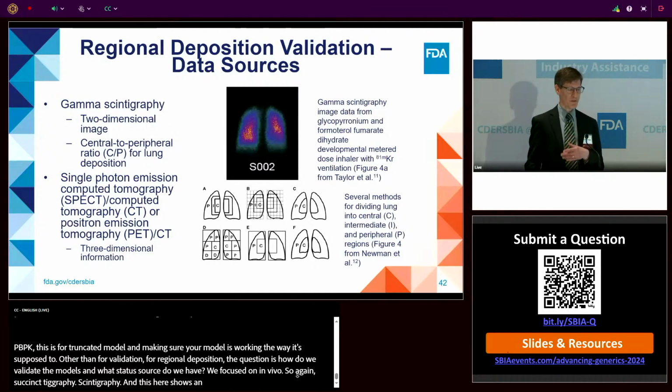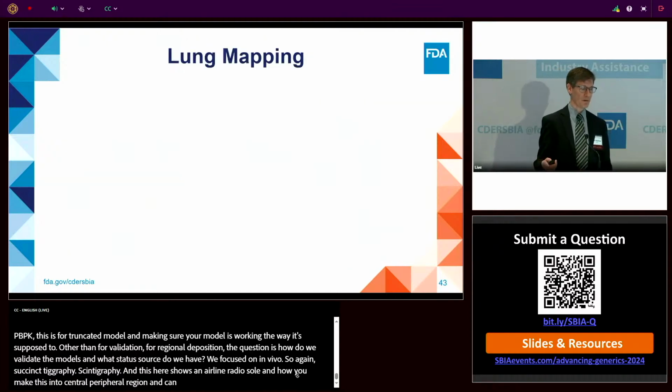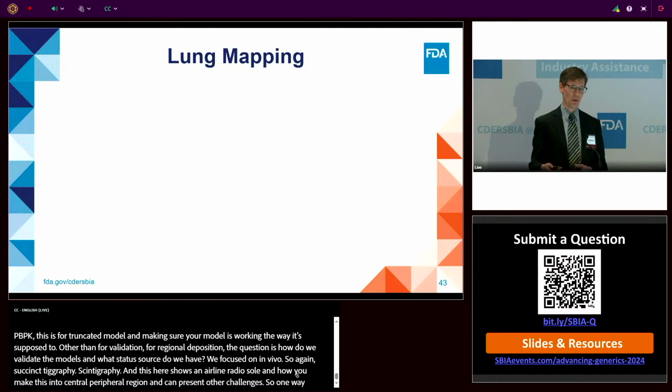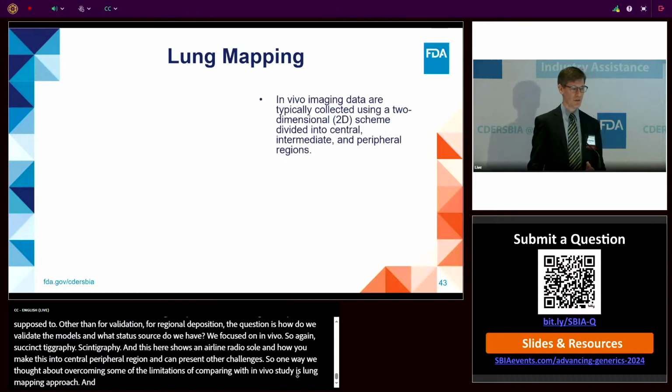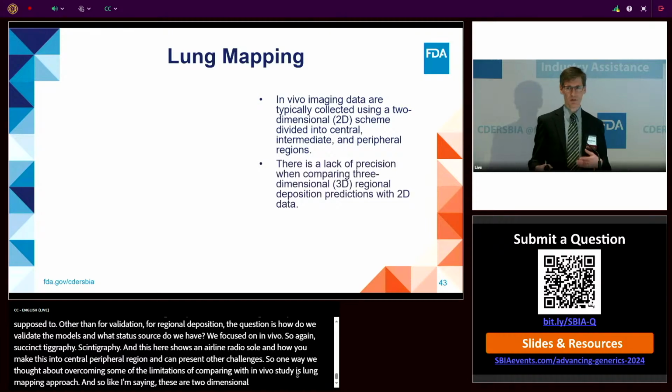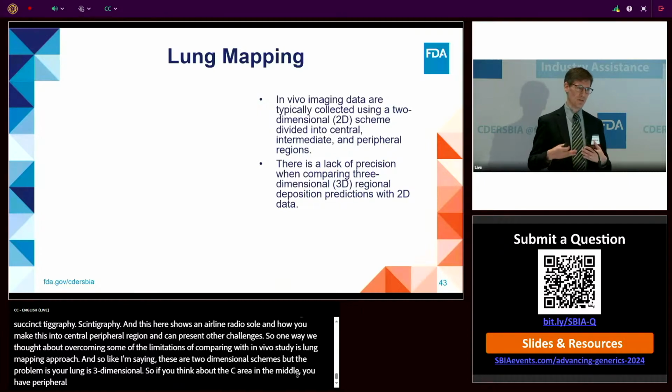And on the bottom, there's different schemes for how you divide this into central and peripheral regions, which you can see can actually vary quite a bit from one study to another and can present another challenge. So one way we've thought about overcoming some of the limitations with comparing with in vivo studies is a lung mapping approach. These are two-dimensional schemes, but the problem is your lung is three-dimensional, right? So if you think about that C area in the middle, you actually have peripheral lung airways that are pointing out in that area. So you need to differentiate where the actual CMP regions are.